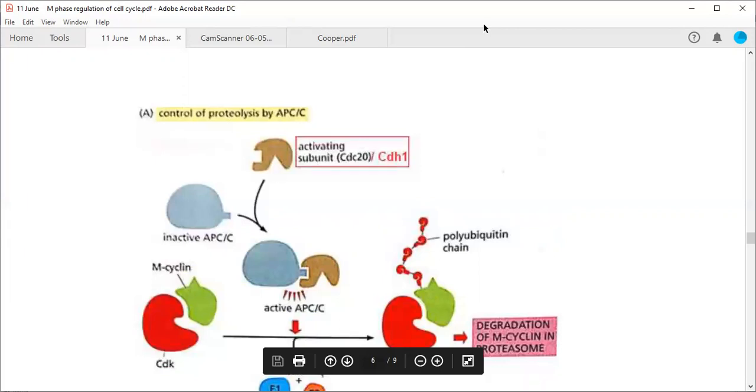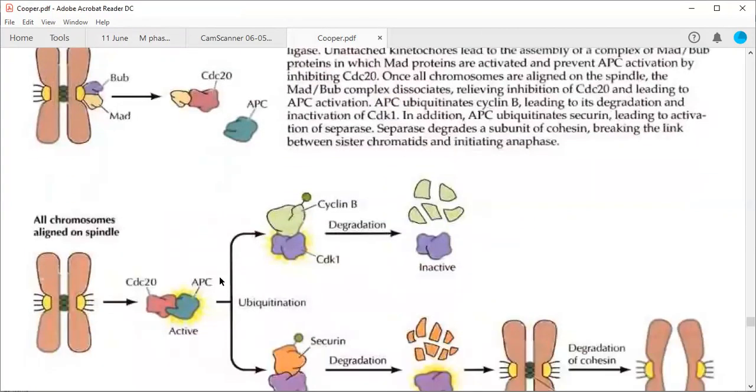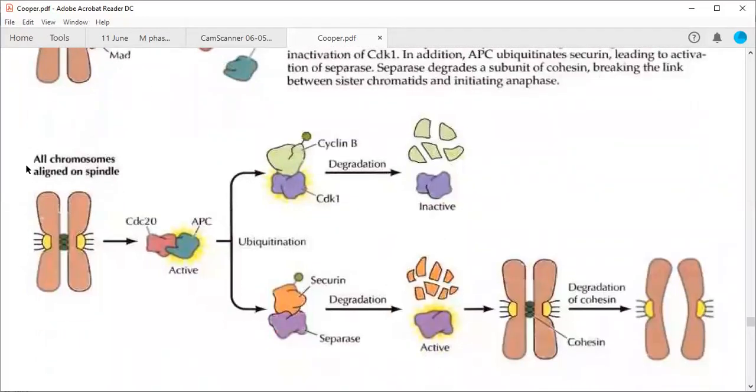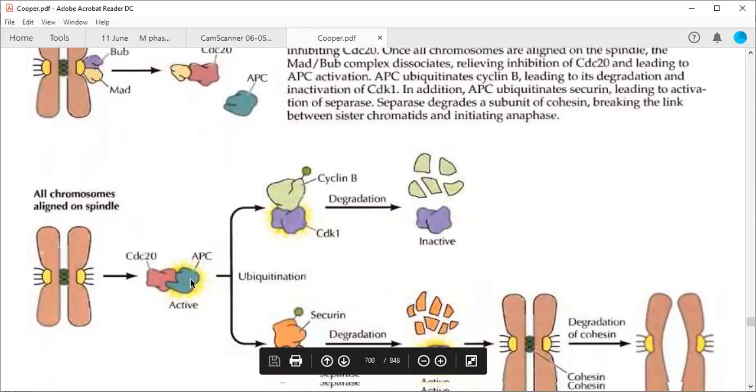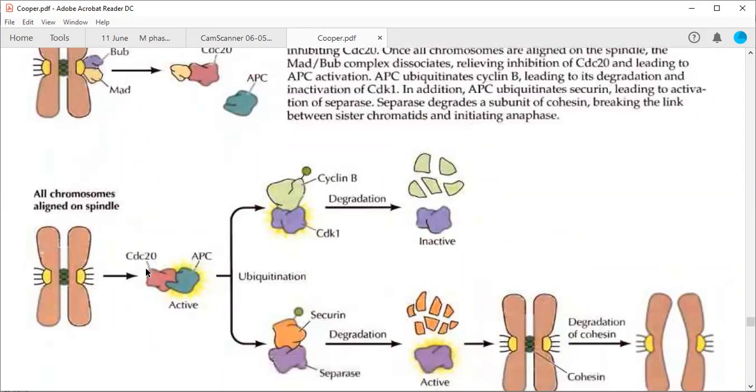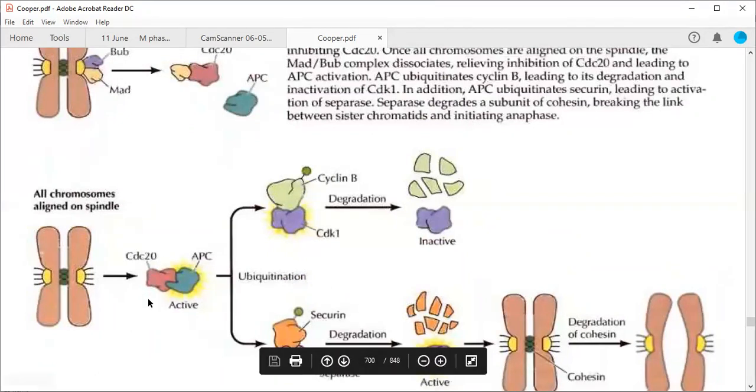So now again, the second case is when all chromosomes are aligned on the spindle. So the kinetochore is already attached to many of the spindle fibers, so there is no free kinetochore. And in this case, CDC20, instead of binding to the MAD protein, will bind to its APC partner. And this APC, when binding to this activating subunit, will become activated. So this is having a regulatory role, this is having some catalytic role, and it will be activated.